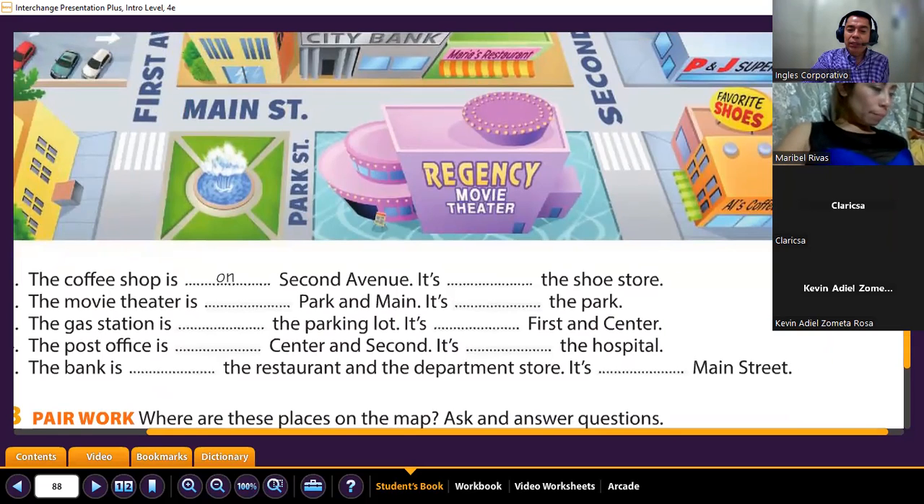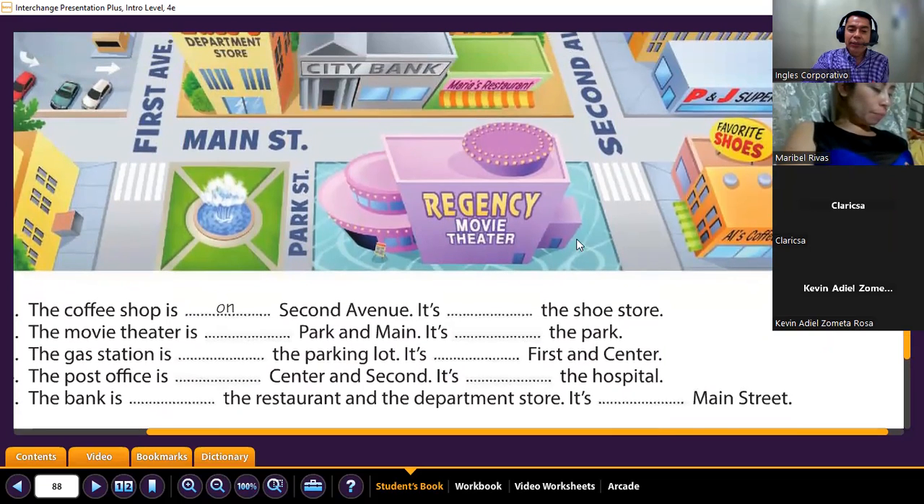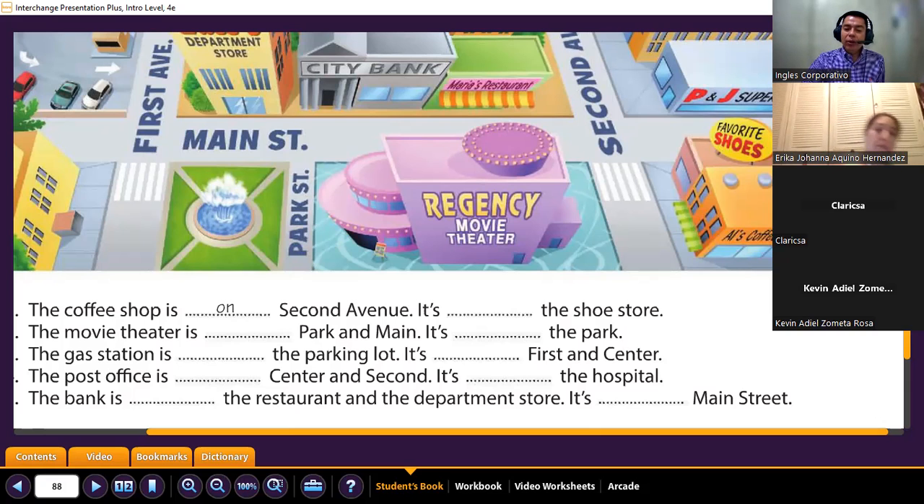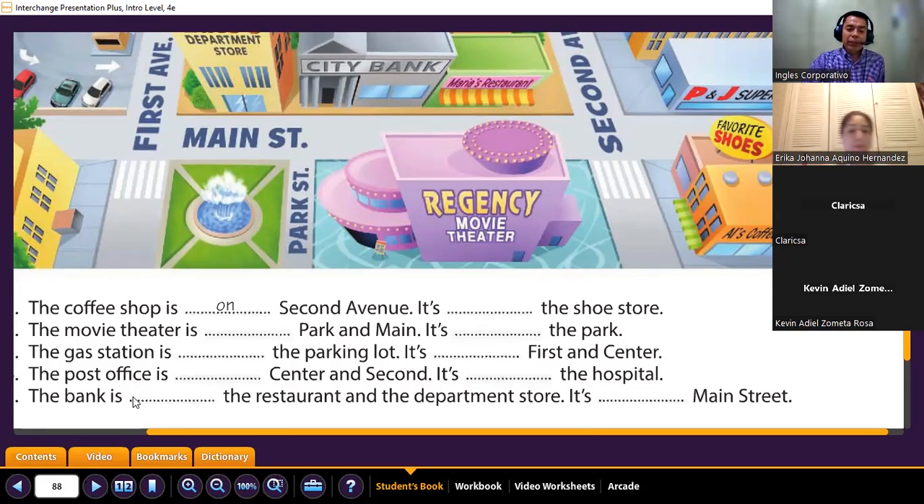It's on Main Street. On, correct. Very good. Now we're going to make an exercise. So repeat after me, please. The bank is between the restaurant and the department store. Repeat, please. The bank is between the restaurant and the department store. It's on Main Street, right?